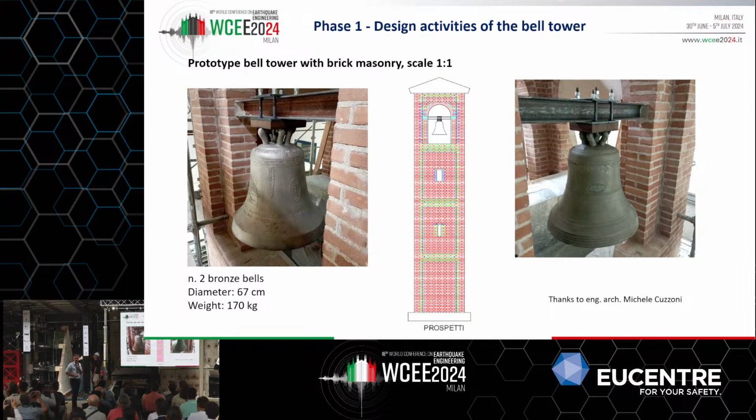Here you haven't seen it because we removed it, but we also have two bronze bells of a diameter of about 70 centimeters, of a weight of 170 kilos. They are blocked, so they cannot move, cannot tilt during the test, because we think that this is the worst condition, because if they move, maybe they work like a damper themselves.